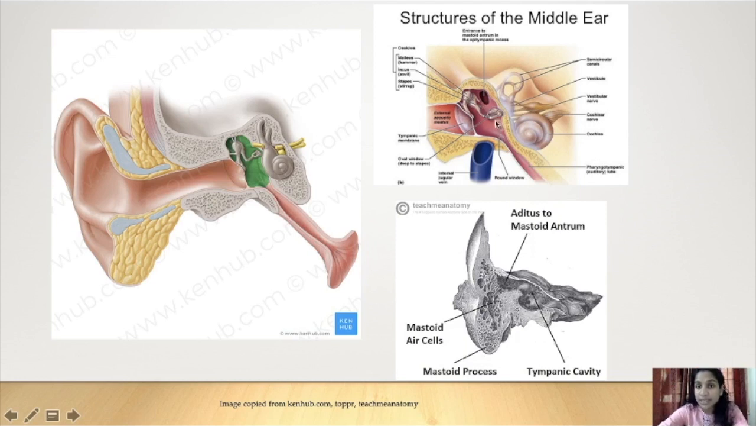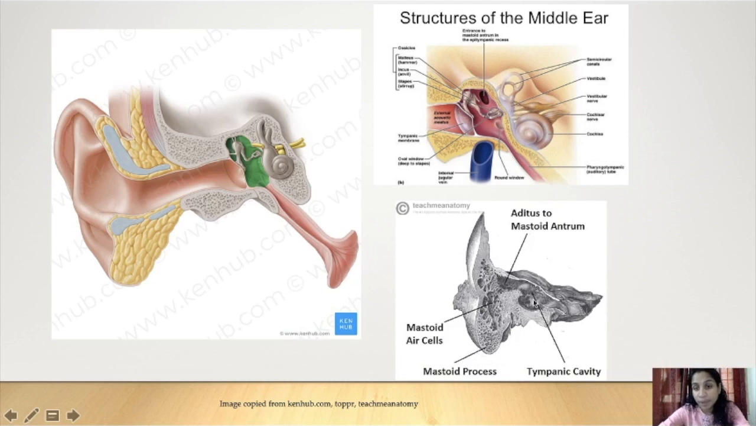You can see malleus, incus, stapes, and this is the oval window, and this is the entrance to the mastoid antrum in the epitympanic region. Above the tympanic membrane it is known as epi, so in this epitympanic region there is an opening towards the mastoid antrum, and this is a bony canal. This mastoid antrum is an air-filled space in the bony cavity. So this opening leads to this air-filled mastoid cavity, and this structure we can see in the temporal bone.